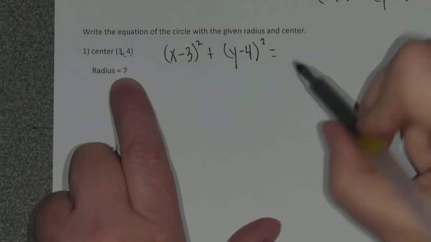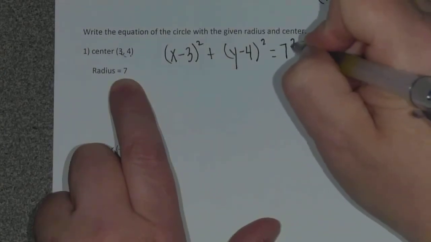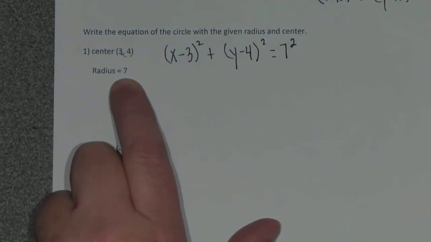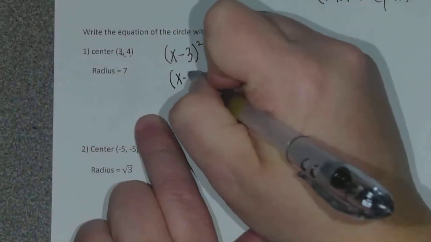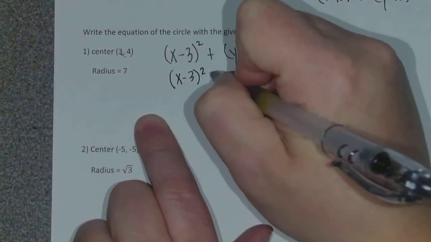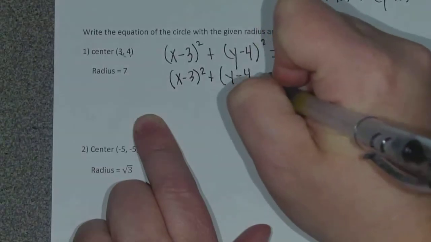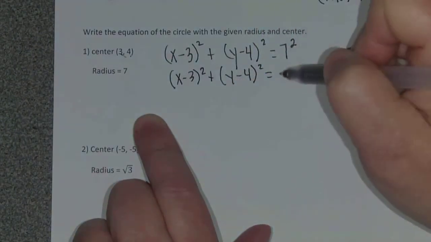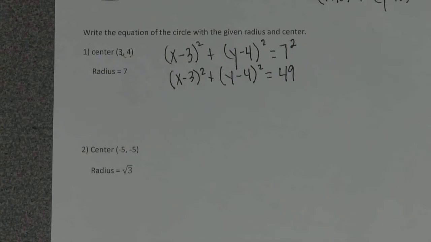And then if my radius is 7, this part over here has always been my radius squared. So just to rewrite that one more time, that will be x minus 3 squared plus y minus 4 squared equals 49, because 7 squared is 49. Questions on that?